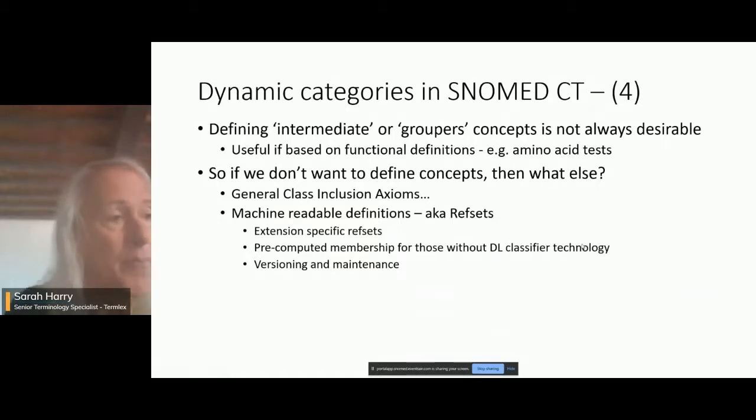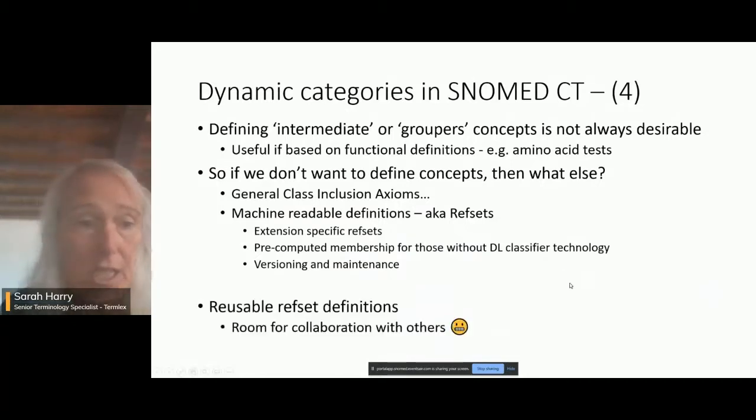And these ref sets can be extension specific. We can pre-compute them for people who don't have the classifier. We can version and maintain those. Again, this is something for collaboration. There's a lot here, if we were actually looking to have reusable ref set definitions in this area, great scope for collaboration so that we can get some predictable structure of content internationally.